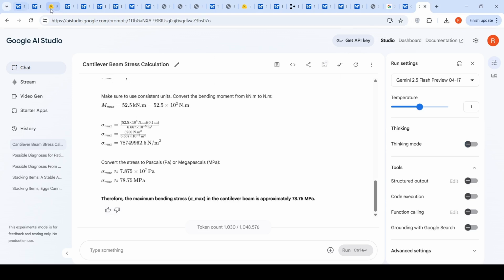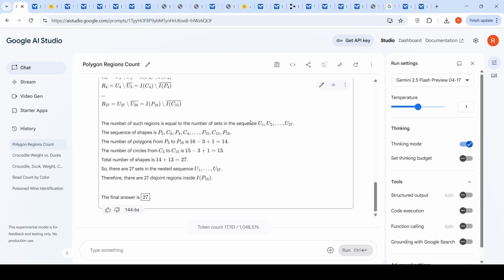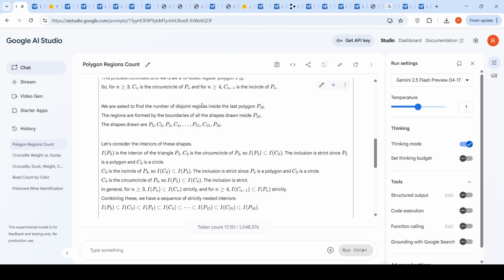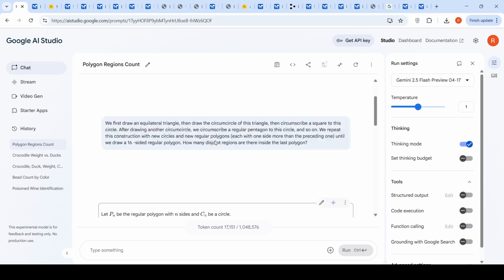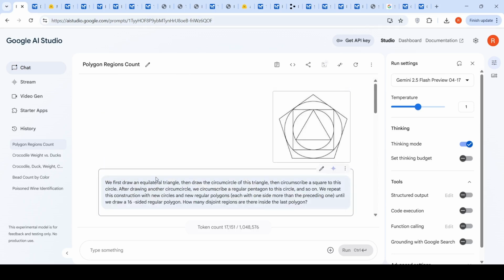Okay, now let's go to another mathematics problem. This is a really complex problem which says that we first draw an equilateral triangle, then draw the circumcircle of this triangle, then circumscribe a square to this circle. After drawing another circumcircle, we circumscribe a regular pentagon to this circle. We repeat this construction with new circles and so on until we draw a 16-sided regular polygon. How many disjoint regions are there inside the last polygon? So this is from a complex mathematical problem.